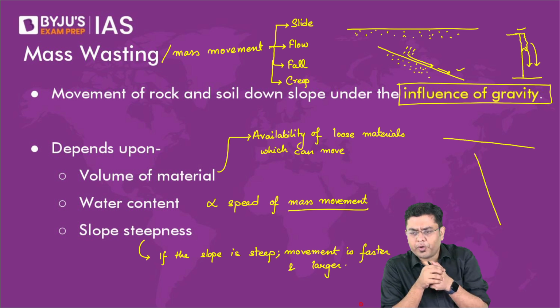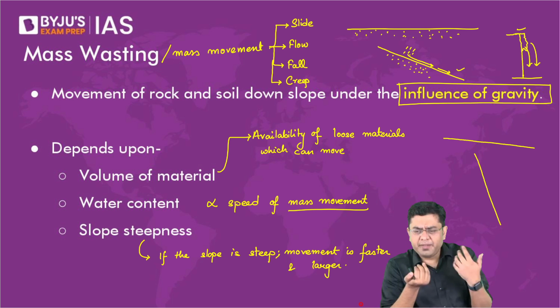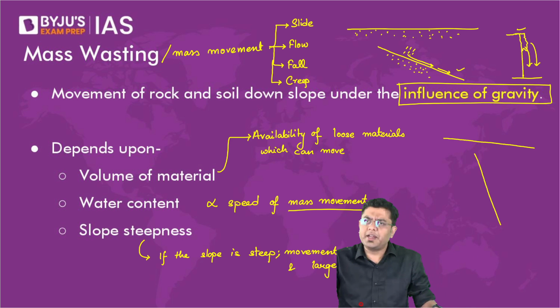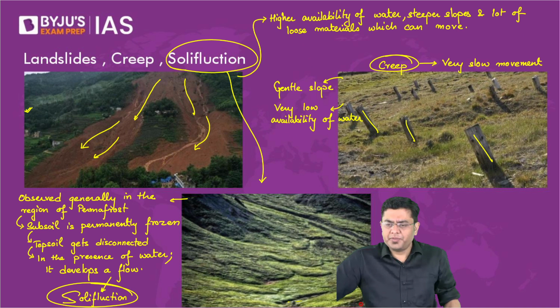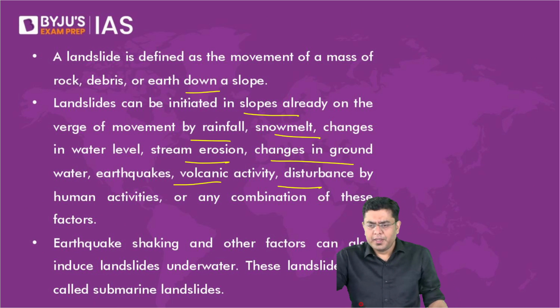Do the types of rocks also play a role in this? Obviously, when you have loose rocks, sedimentary rocks, they will get broken easily. They will move easily. Landslide and subsidence is the same? Absolutely not. They are very different.